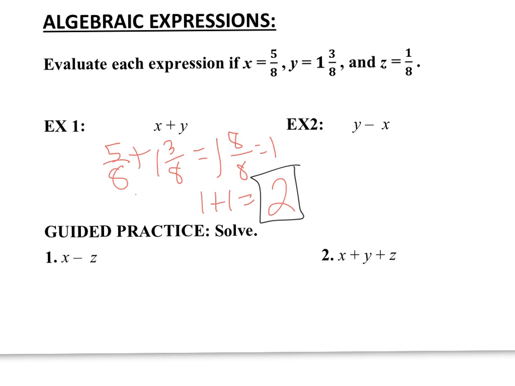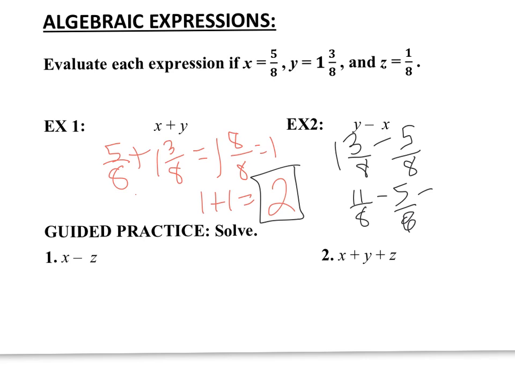Now for example 2, I'm going to subtract y minus x. So this time I have 1 3/8 minus 5/8. As you can tell with subtraction, you have to be very careful. So I notice that it's 1 3/8, and if I subtract the fractions, I would end up with 3 minus 5, which is a negative answer. So sometimes it's easier to convert the mixed number into an improper fraction. So 1 times 8 plus 3 is 11 over 8, minus 5 over 8.